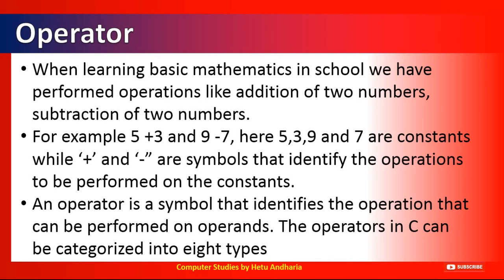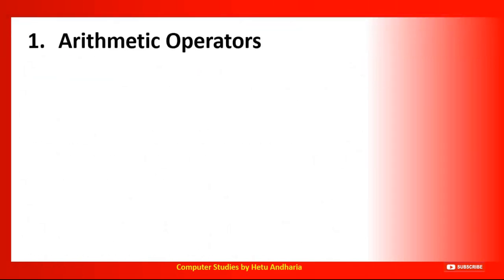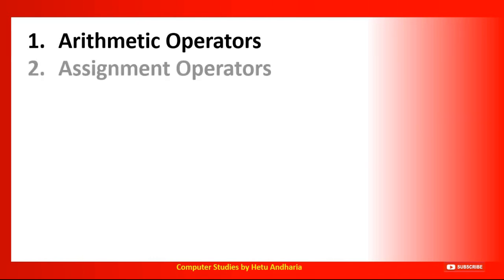The operators in C can be categorized into 8 types. Now in maths you have just learned plus, minus, multiplication, division, four types of things. But there are several operators. And if we try to classify them in C language, we can classify them into 8 different types. The first type is arithmetic operators.